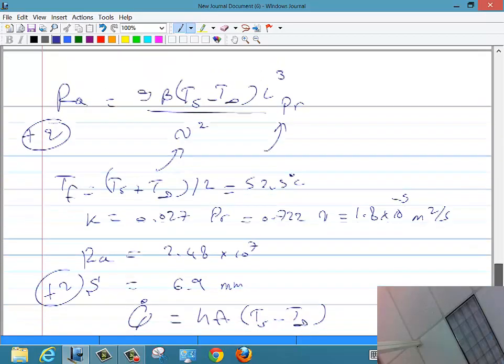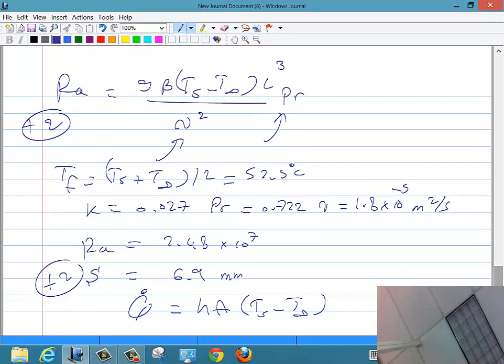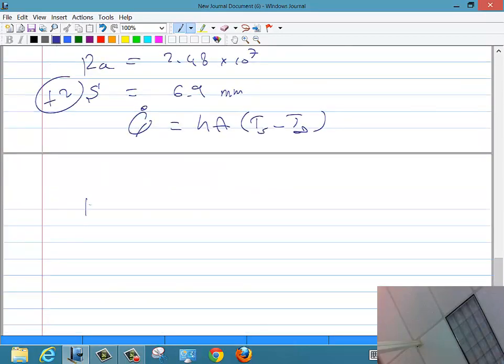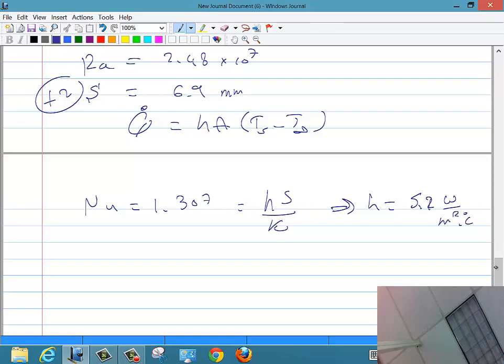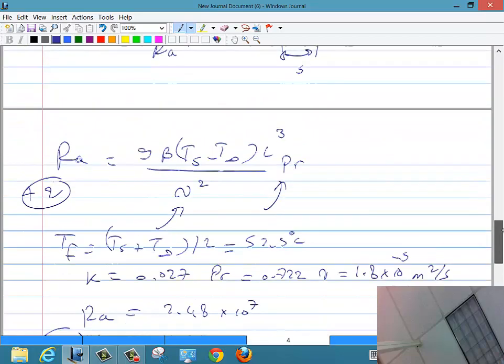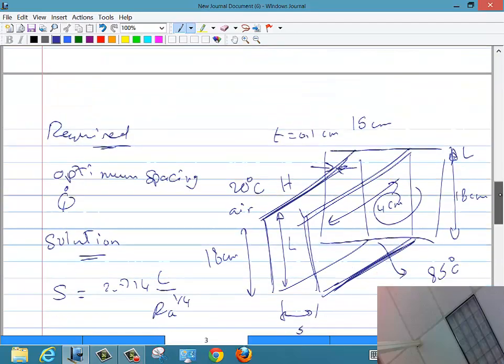So let's figure the H first. How can I get my H? Nusselt number, exactly. So the Nusselt number, which is 1.307, will end up being H S over K, and so from that you can get the H as 5.2 watt per meter square degree C. And now the area. Let's get the area. So what is the area?